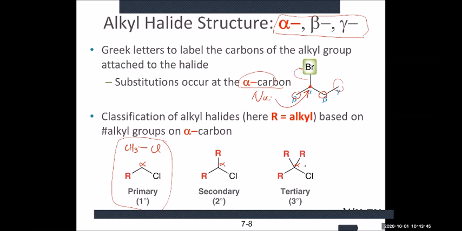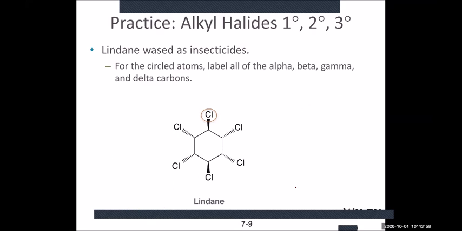These three types of alkyl halides have a fairly different reactivity in nucleophilic substitution. So we'll see that later. So, simple practice: decide what are the alpha, beta, gamma. Consider this chlorine, and you treat this as the alpha carbon. What are the beta, gamma, and delta?